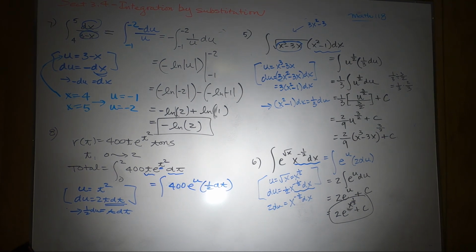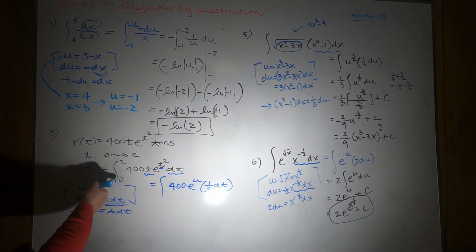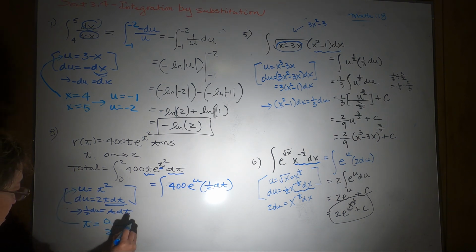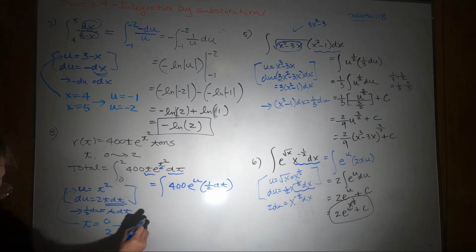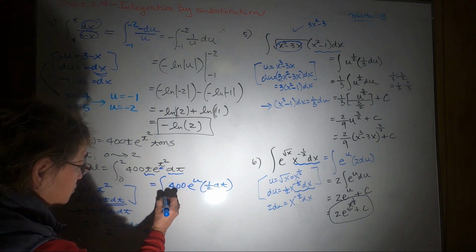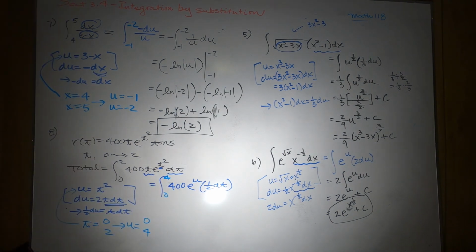However, the 0 to 2 years no longer stays 0 to 2, right? So t was what? 0 and 2. From here, we want to find what u would be. 0 squared is u, and 2 squared will be what? 4, right? So we are going to do 0 to 4 now.